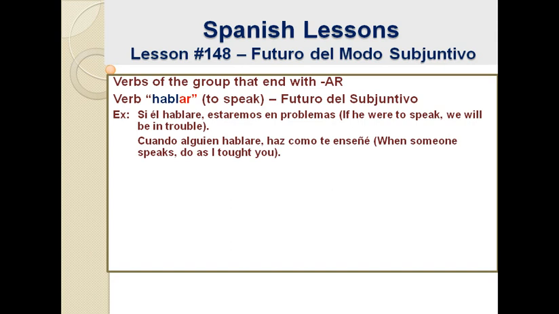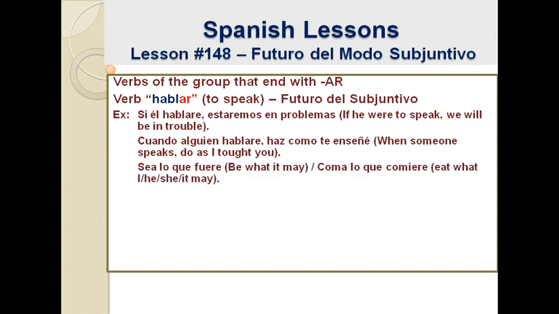Another example. Cuando alguien hablare, haz como te enseñé. When somebody speaks, do as I taught you. Third example. Sea lo que fuere, be what it may. Or coma lo que comiere, eat what I may, or eat what she may, or what it may, okay?